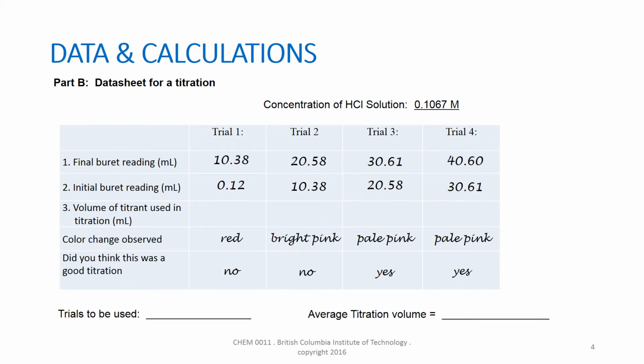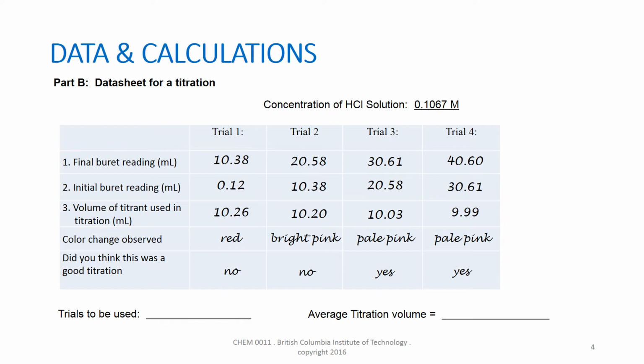The first thing to do is to calculate the volume of titrant NaOH used for each titration. The volume used is the final burette reading minus the initial burette reading. For trial 1, this is 10.38 milliliters minus 0.12 milliliters, which gives 10.26 milliliters of NaOH used in this titration. For trial 2, it is 20.58 milliliters minus 10.38 milliliters to give 10.20 milliliters of NaOH used. For trial 3, 10.03 milliliters of NaOH was used, and trial 4 used 9.99 milliliters of NaOH.